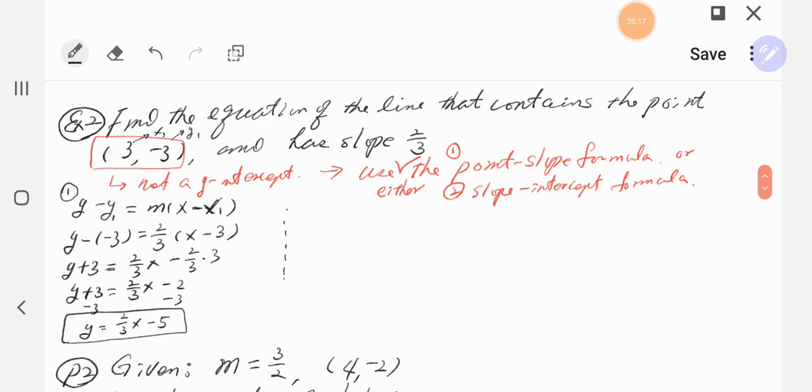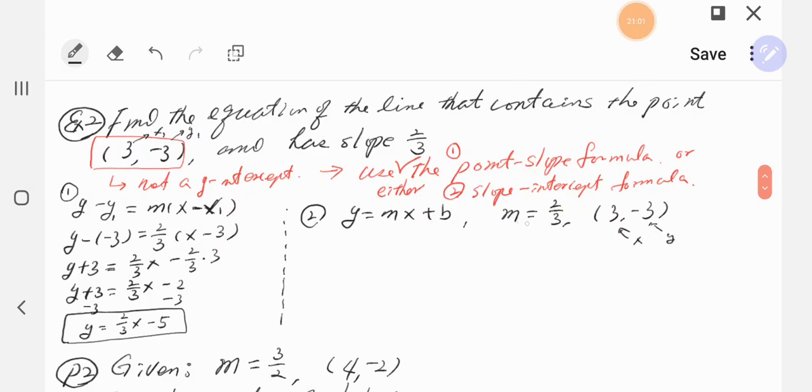Okay, let's use the slope-intercept formula, y = mx + b. We use the slope-intercept formula if the given point is the y-intercept, but (3, -3) is not a y-intercept, right? So actually it doesn't matter. The slope is given, 2/3, and the point is (3, -3). Even though this is not the y-intercept, it's okay. I will just use this one for x and this one for y.